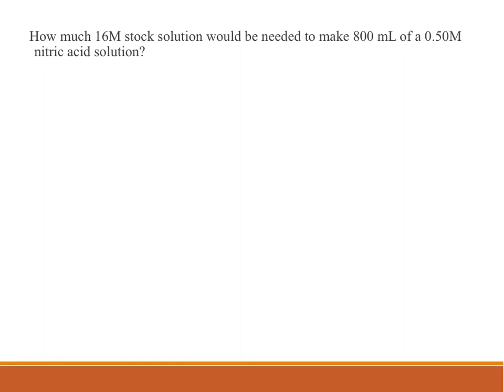Here's another problem where x will be a different value. This one's asking you how much of a 16 molar stock solution, and that's a very concentrated solution, would be needed to make 800 milliliters of a 0.5 molar nitric acid solution. So again, this happens in the lab. You get a small bottle of a very concentrated acid solution, then you have to make the amounts that you need for your experiments. So our initial starting solution is going to have a 16 molar molarity.